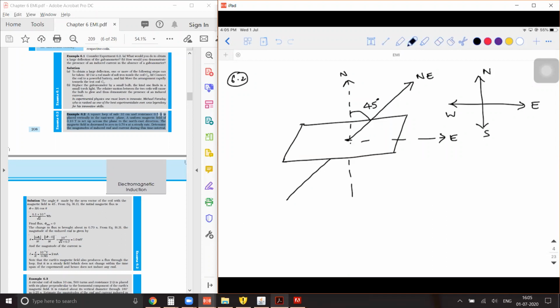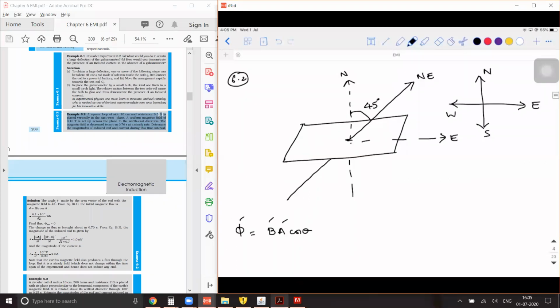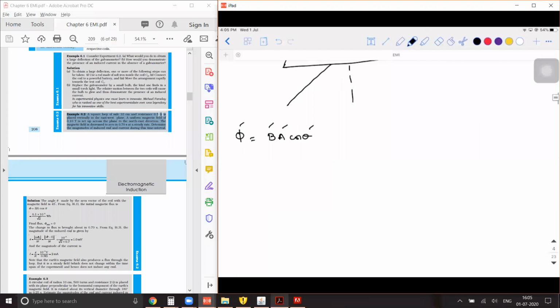As I told you, the first thing you're supposed to do to solve any problem in this chapter is first look at flux. Flux is equal to B into A into cos theta. So what are the three parameters on which it depends? For you to change the flux with respect to time, you can either change the magnetic field, or change the area, or change the value of theta. In this question, which has changed? Magnetic field. Is the magnetic field changed at an instantaneous rate or average? Average.